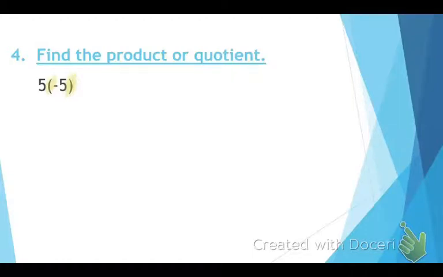You count the number of negative signs. How many negative signs were there? One. That's an odd number of negative signs, so my answer has to be what? It has to be negative. And what's 5 times 5?